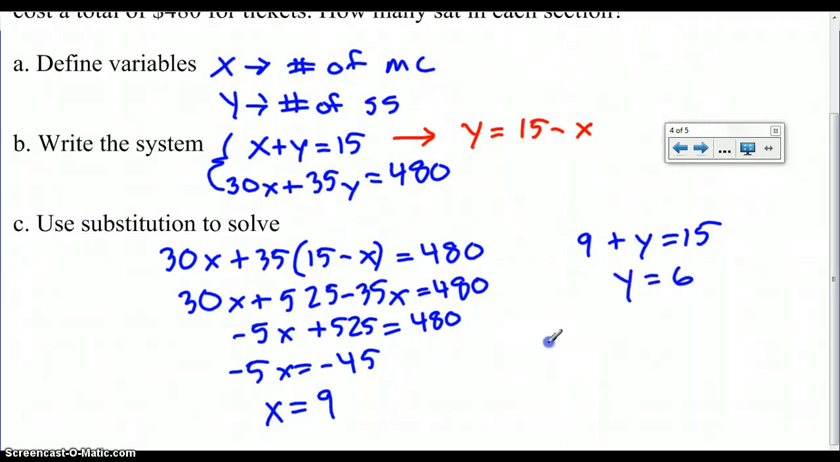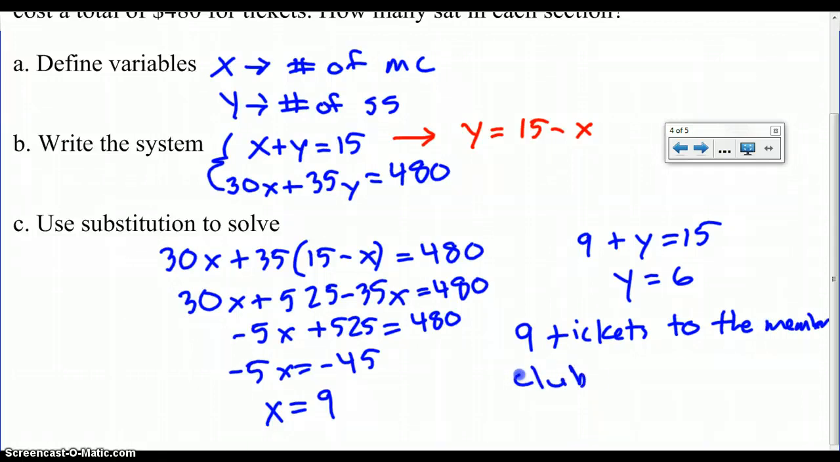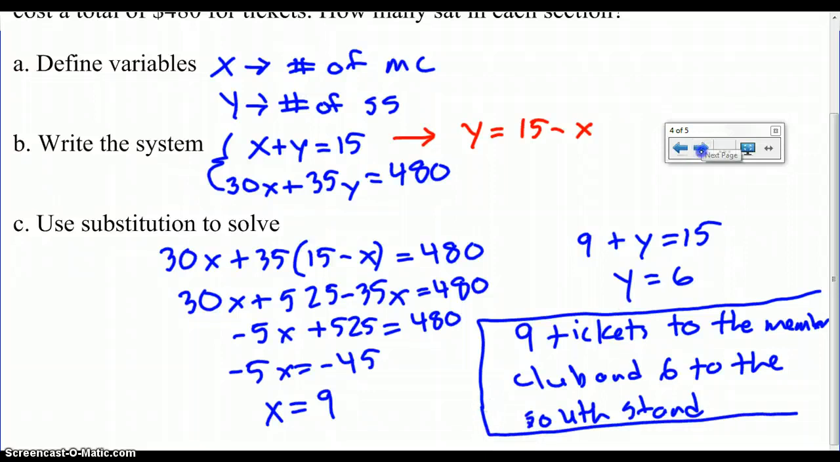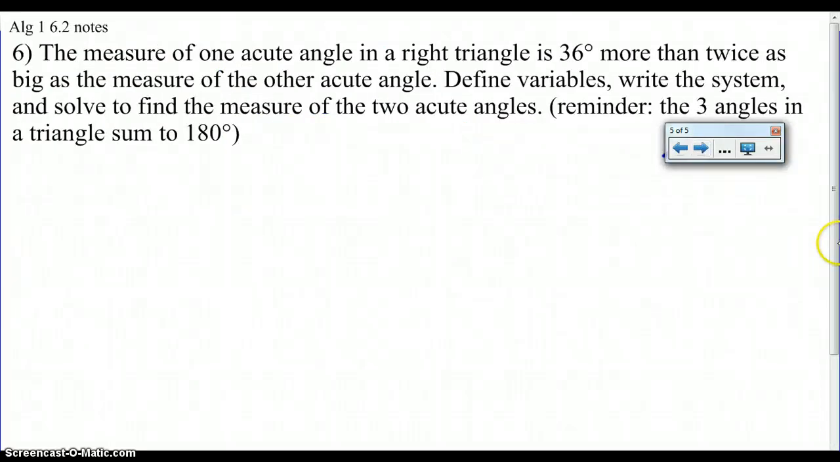Now I can't just write the answer as an ordered pair. This is an application problem. So we need to know that we have 9 tickets to the Members Club, and 6 to the South Stand. Not the best sentence, but it gets the point across. All right, the last one finally.